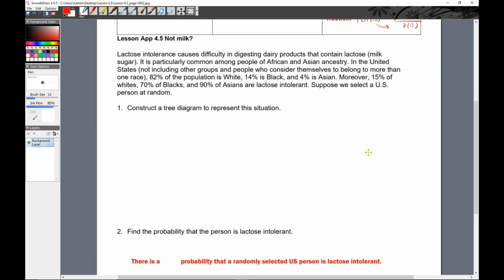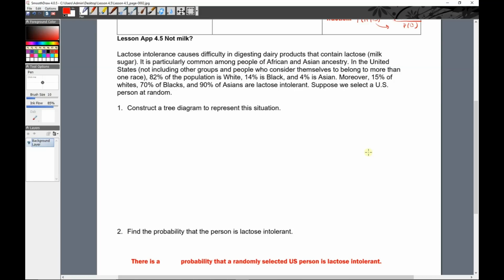82% of the population is white, 14% is black, 4% is Asian. That would be your initial split. They're just taking the population and breaking it into percentages by ethnicity. There is no given that. Well, look at the next sentence. Moreover, 15% of the whites, 70% of the blacks, 90% of Asians are lactose intolerant. Those are conditional. So given that somebody is white, 15% are lactose intolerant. See how that can be conditional?